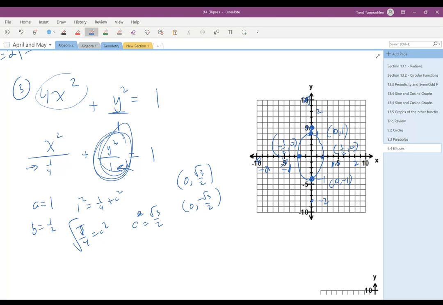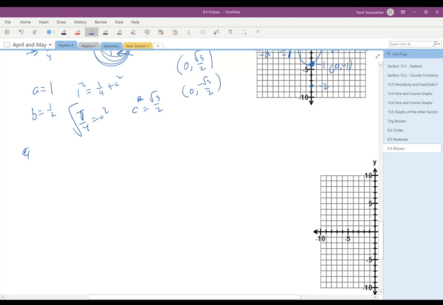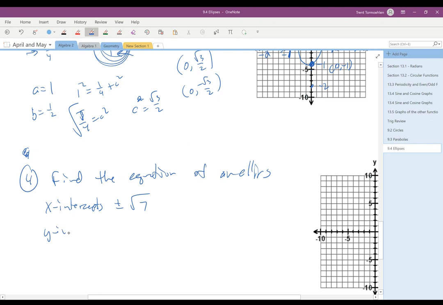Okay, if you're asked to find the equation of an ellipse, if you're given the endpoints, the x-intercepts and the y-intercepts, and so let's say the x-intercepts are plus or minus square root of 7, and the y-intercepts are going to be plus or minus 3. And it says, what is the equation of the ellipse?